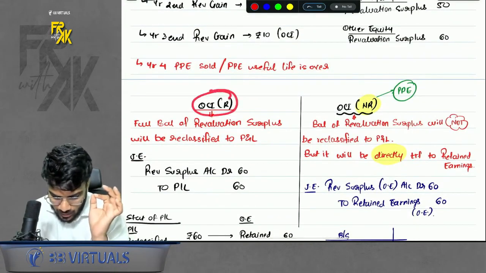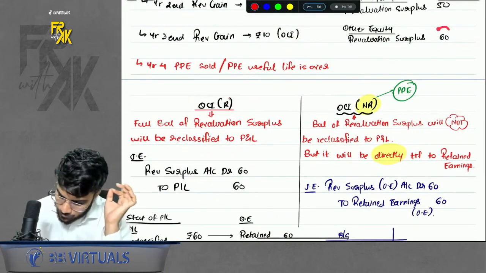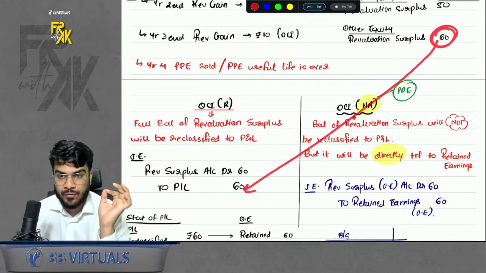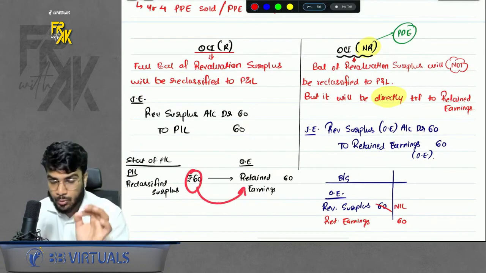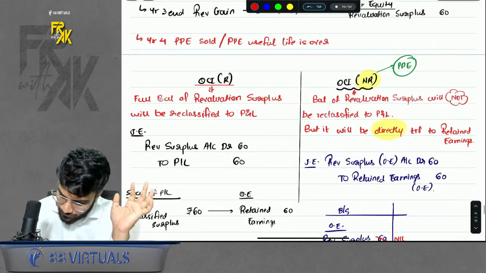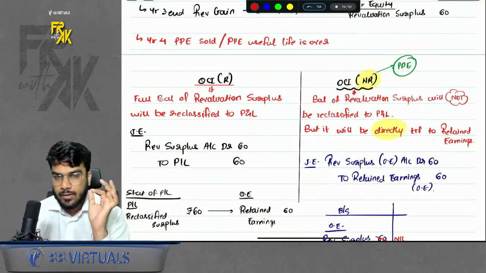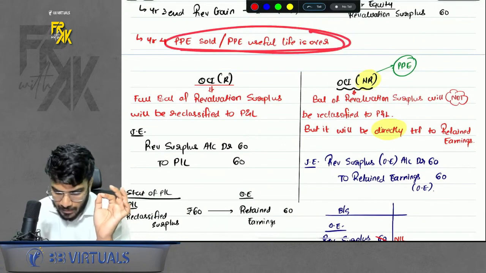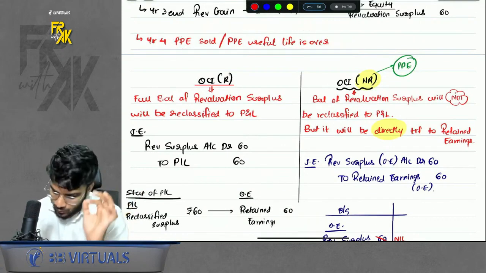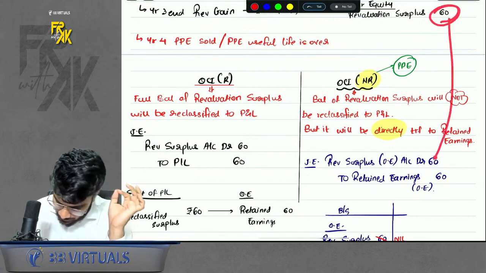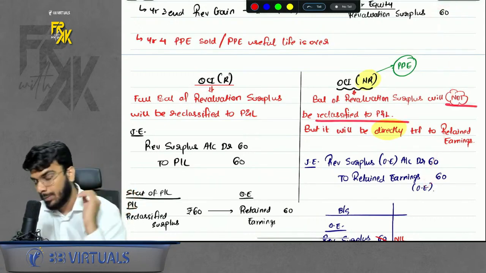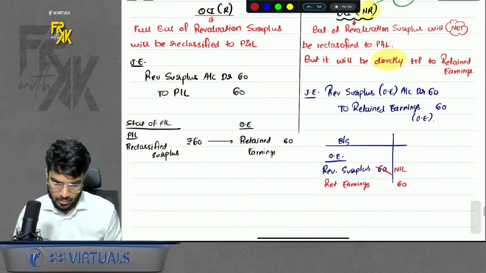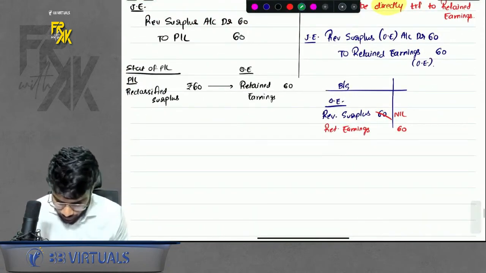If it was shown under the column of OCI R, the full balance of surplus will be reclassified to profit and loss, and then such balance will be transferred to retained earnings. That is, the routing will happen through profit and loss. But if it was OCI NR, then during the year of PP sale or when the life is over, such surplus balance will be transferred directly to retained earnings, and it will not be reclassified to P&L. That is, it will not be routed through profit and loss. That's it. We are done for the day.